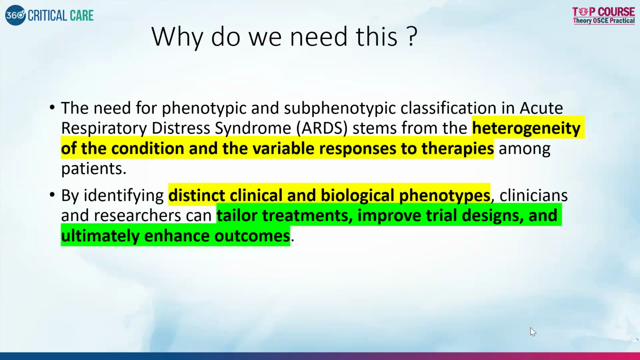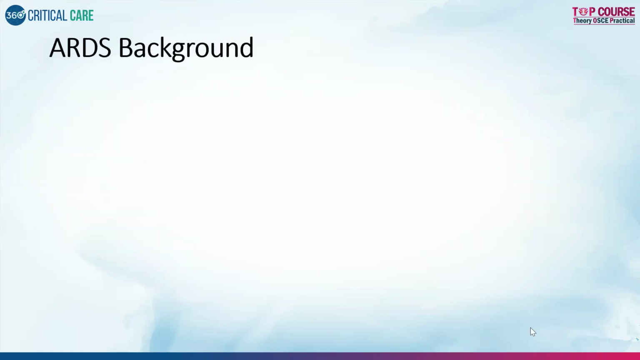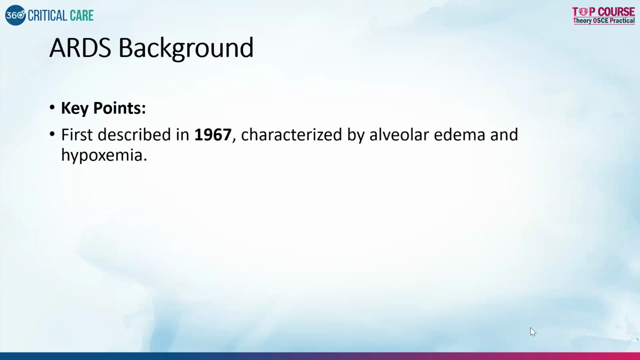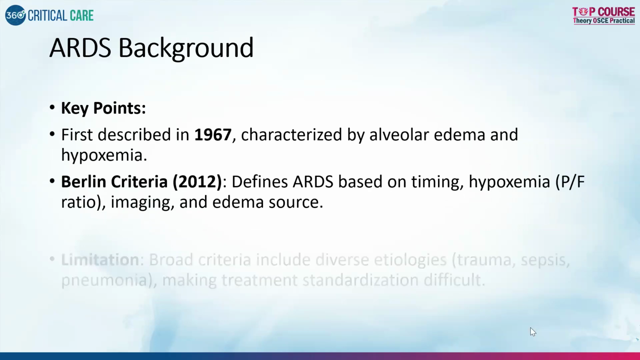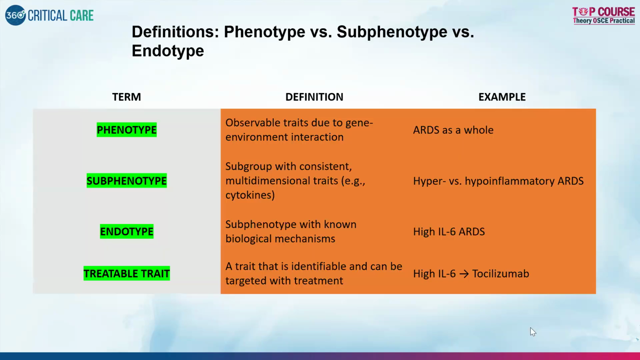So how will we go across? Usually, we need to understand the distinct clinical and biological phenotypes of ARDS when it is present, so that we can tailor-make treatments based on the subphenotype which is identified in that particular patient. This is what we call precision medicine. ARDS, big background, we know a lot, based on Ashbaugh's definition and then the Berlin criteria, which spoke to you about the limitations. So coming to the definition of phenotype, subphenotype, and endotype, I've also provided an example so that you understand this.